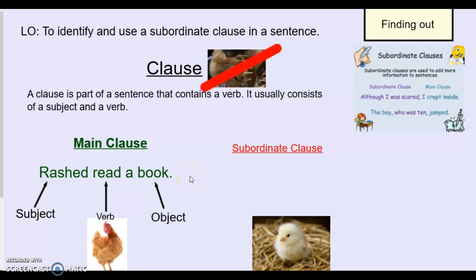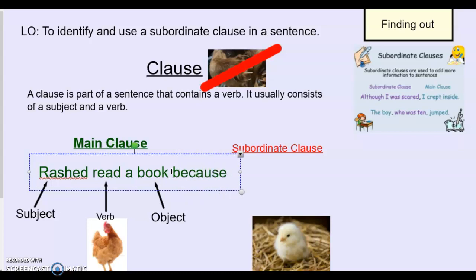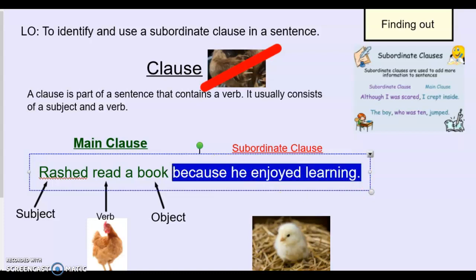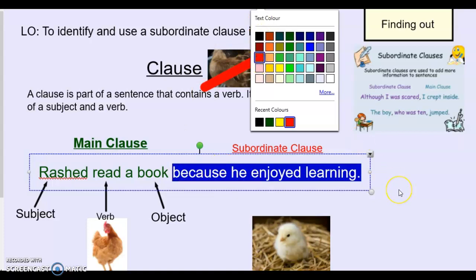Okay, so this makes sense by itself. It's a full sentence. Now, a subordinating clause can be added onto a main clause to give meaning to the main clause or add extra information. So, if I had this sentence here, Rashid read a book, and I wanted to add some extra information, I could use a subordinating conjunction to say why. He read a book because he enjoyed learning. Full stop. So I've added some more detail to that sentence.